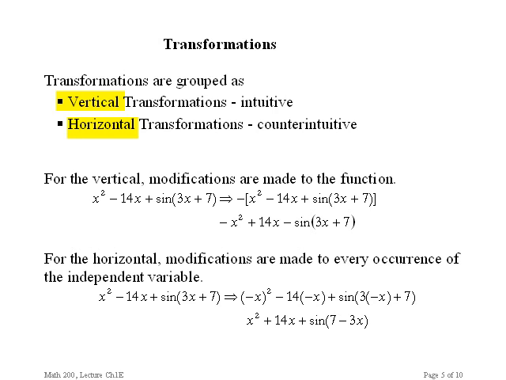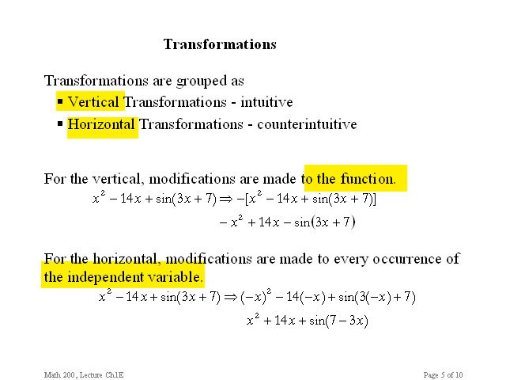There's a difference too in how you modify. When you make a vertical transformation, you modify the function. For horizontal transformation, you modify every occurrence of the independent variable. So here are two examples. I'm using exactly the same function, x squared minus 14x plus the sine of 3x plus 7.